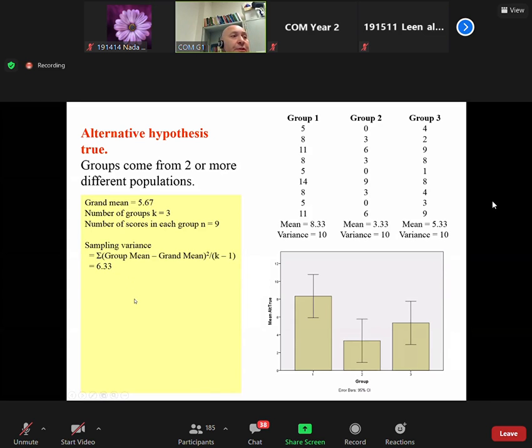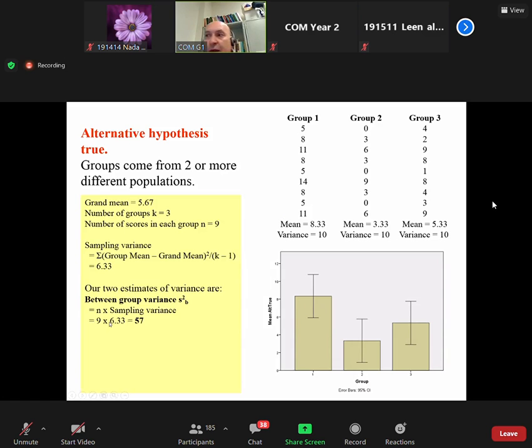So we've got 6.3. What did we get before? It was quite a lot less, wasn't it? It was only 1. So you can see, because there's a difference in the mean here, this bumps up this value here. But we now need to get our between group variance. We need to multiply again by the number of observations in each of the groups. So it's going to be 9 multiplied by 6.33 gives us 57.